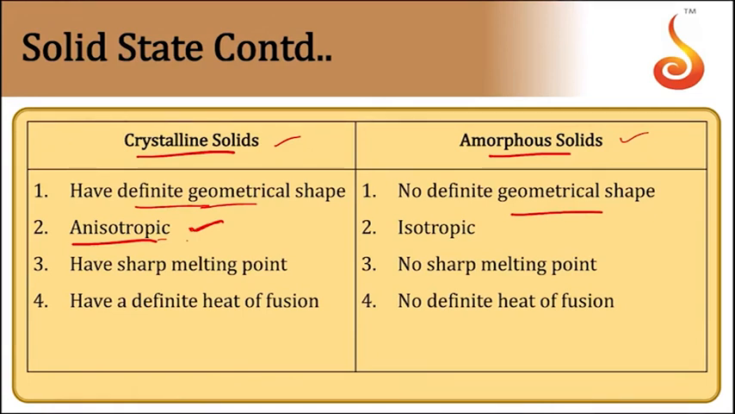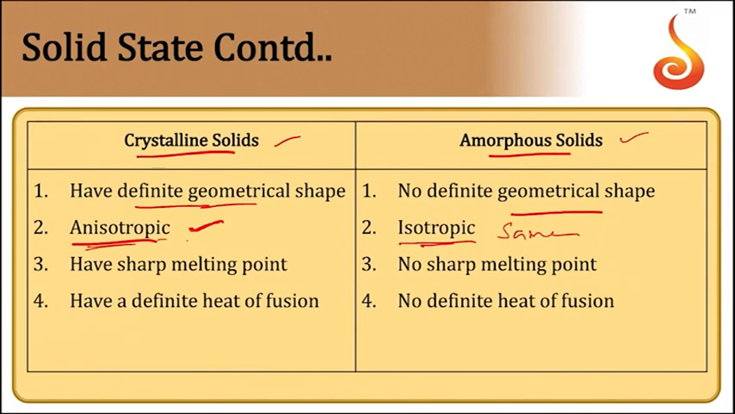When it comes to amorphous solids, their properties are said to be isotropic because they have various physical properties the same in all directions. They have different values in different directions in the case of crystalline solids. Hence they are called anisotropic. So isotropic stands for the same properties in all directions.